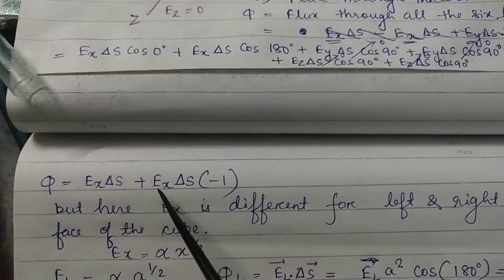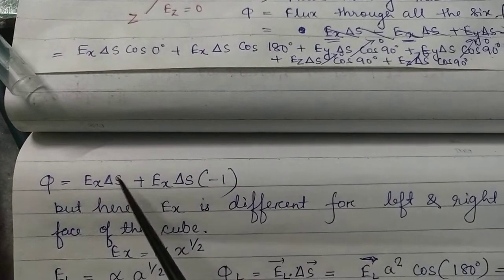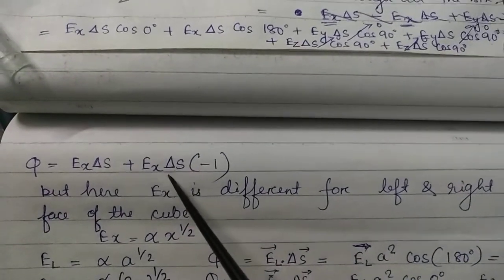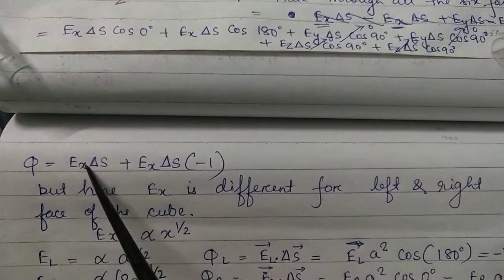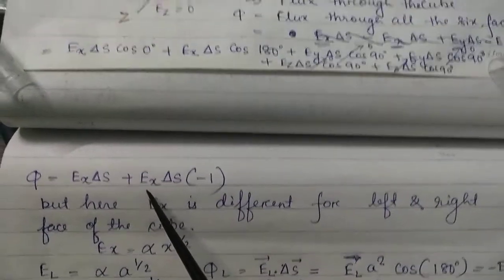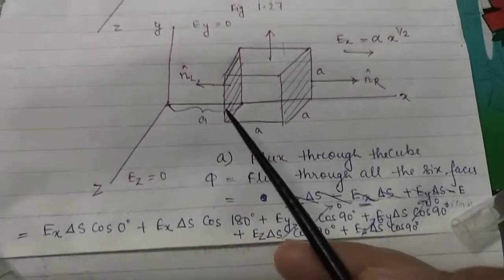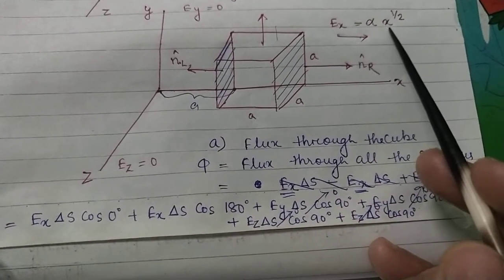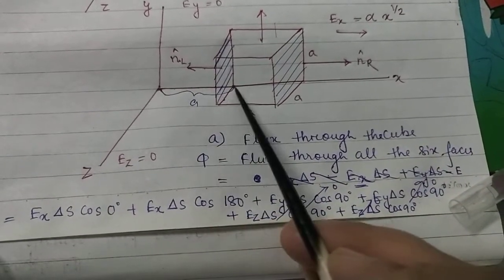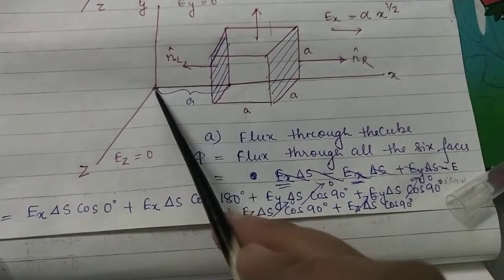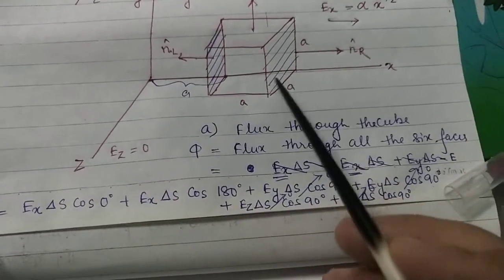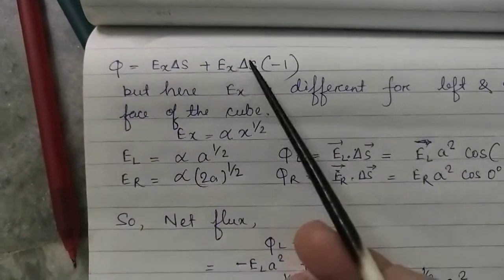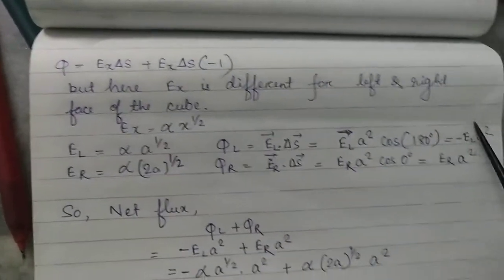Okay, E·dS minus E·dS. The surface area is the same since it is a cube, each face is a, so the surface area will be a squared. But here E is not the same for both faces. For left and right, the value of E is not the same, because E not only depends on alpha, it depends on x, the distance. For the left face, x equals a. For the right face, the value of x equals a plus a, that is 2a. So the value of E is different for the left and right faces.